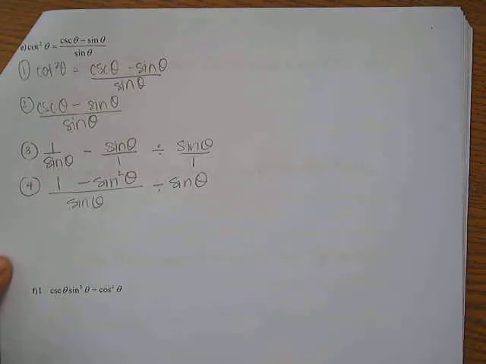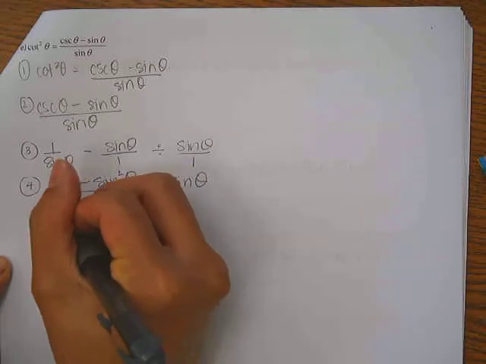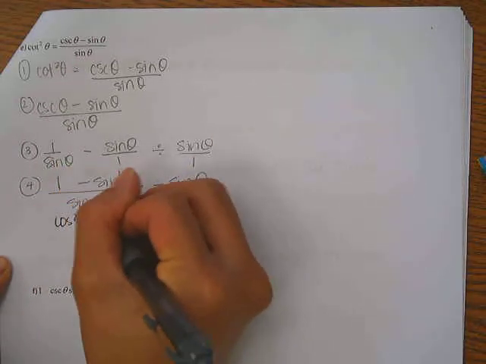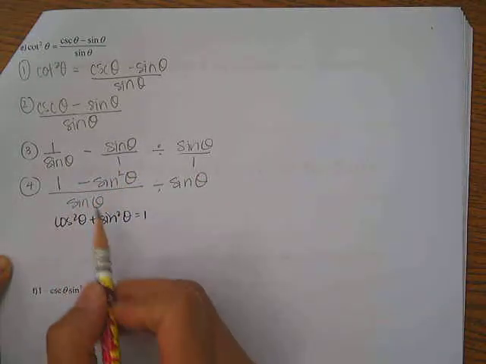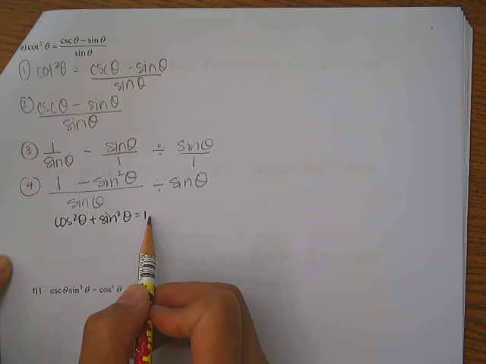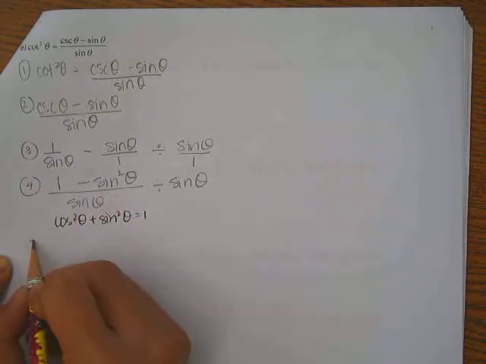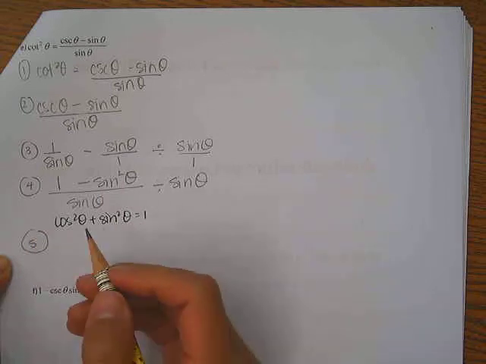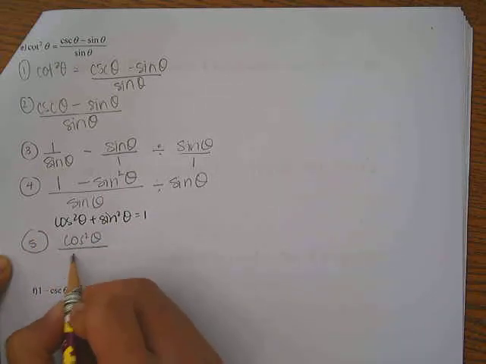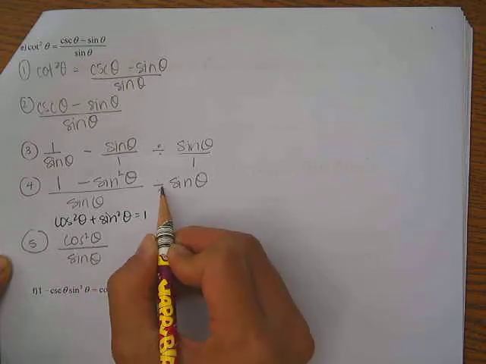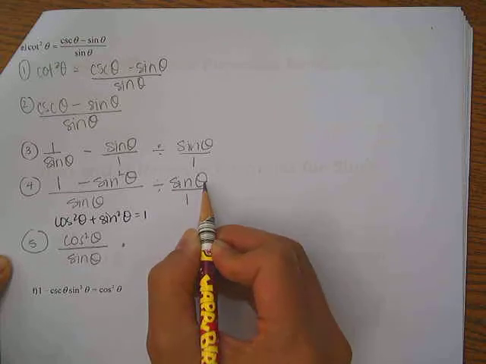Oh, identity, right? Look at this, 1 minus sine squared. I'm going to use cosine squared of theta plus sine squared of theta equals 1. So if I subtract sine squared of theta from both sides, I'm going to have cosine squared of theta. So this turns itself into cosine squared of theta. So this next step, I'm going to go cosine squared of theta all over sine of theta. I'm going to change this division to multiplication of its inverse.